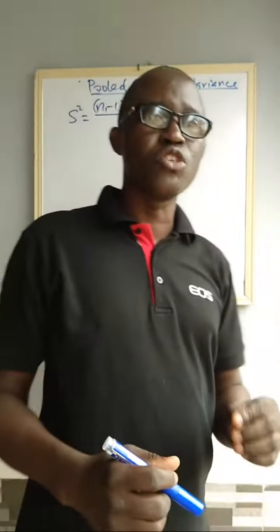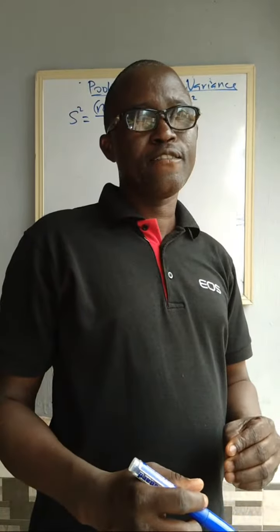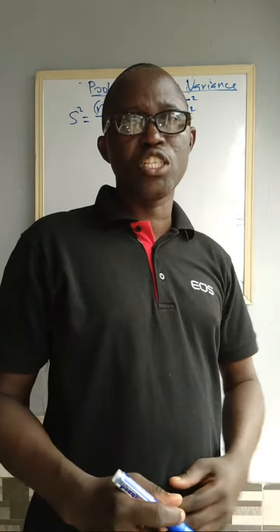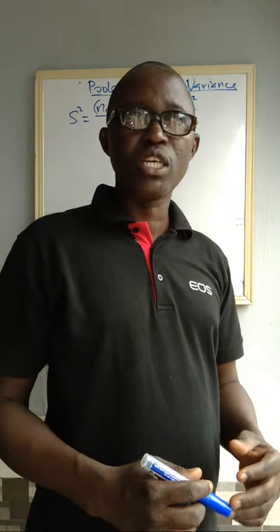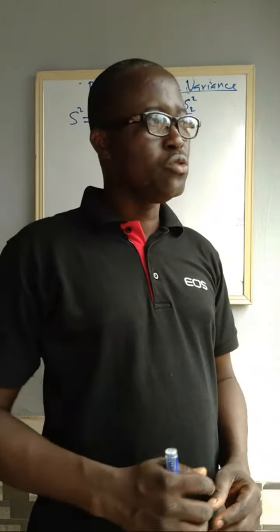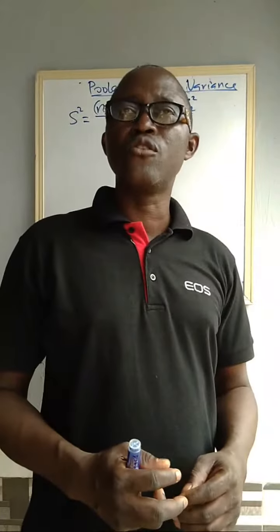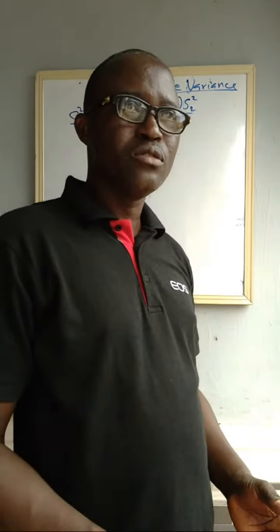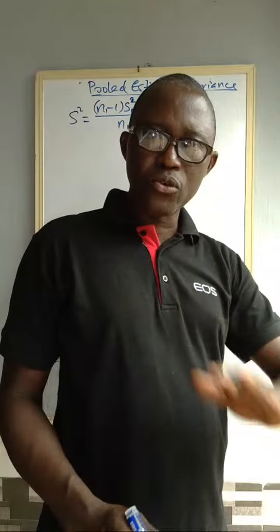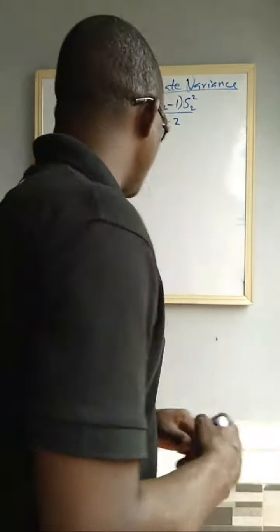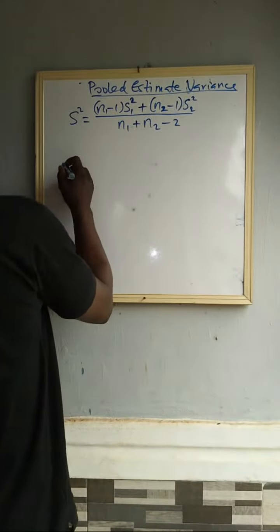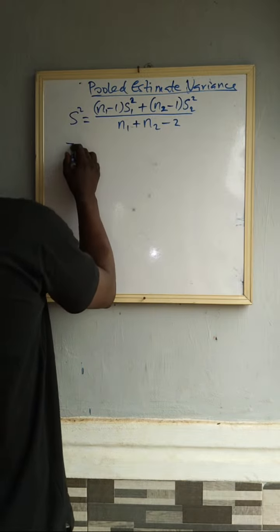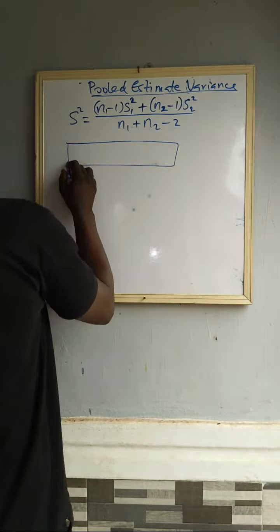Now, I will try as much as possible to use this small board to determine the pooled estimate of variance for a particular data set I'm giving now. But I'm going to make it short, with 4 items in each data set, in order to make the work short. But mark you, whatever we do for 4 items, you can do it for 50 items, 20, 100. The same procedure goes. So let's say the two data sets I want to consider are like this.